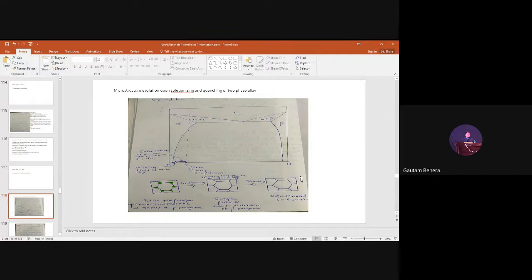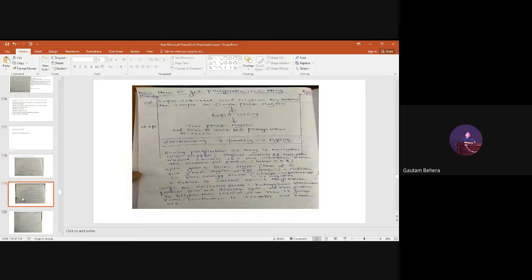That means after doing solutionizing treatment and quenching, I am getting supersaturated solid solution. So the next stage for precipitation will be what? What is the technical name of that? Can you figure it out here? Yes, sir. Aging. So you understand what aging means now. Aging means you are allowing the material to be there at a relatively low temperature without disturbing it. So precipitate will start forming during the aging process.